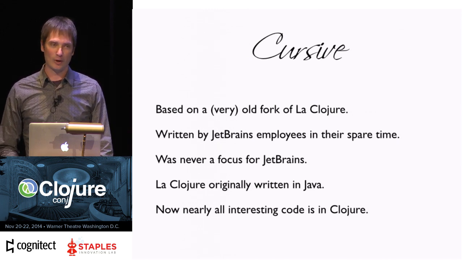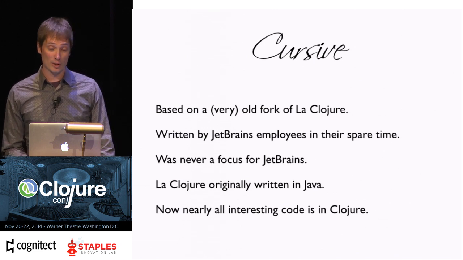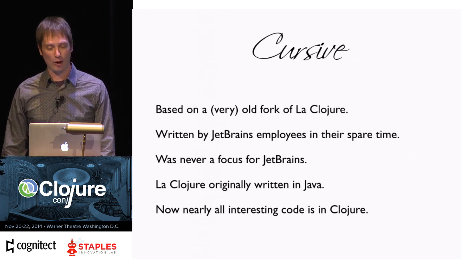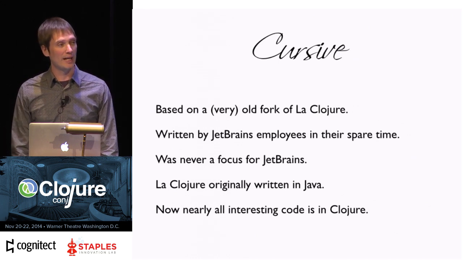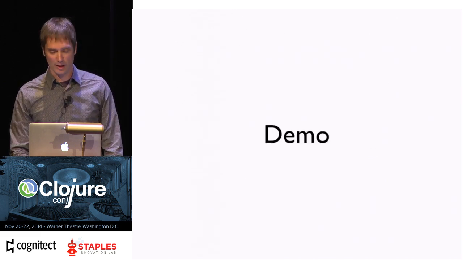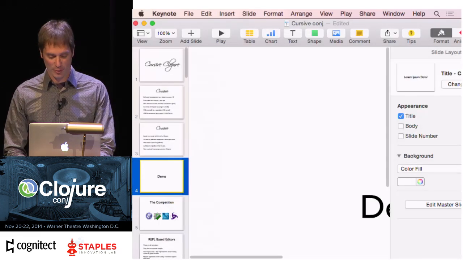So I forked it, and I started to update it. But the problem was it's all written in Java, and I didn't want to be writing Java. I wanted to be writing Clojure. So I gradually migrated the interesting bits from Java to Clojure, and now pretty much all the interesting code is written in Clojure. So I'd like to do a quick little demo just of some of the basic functionality so you have some kind of idea what it looks like.